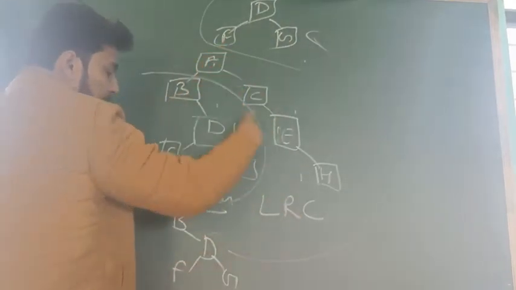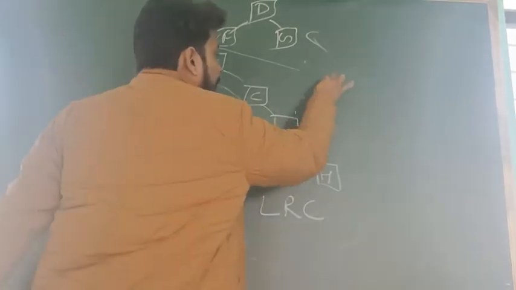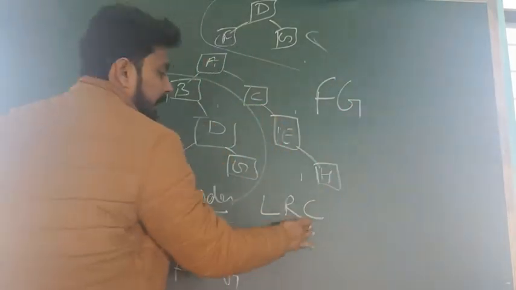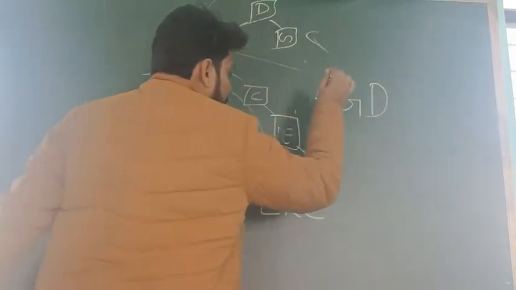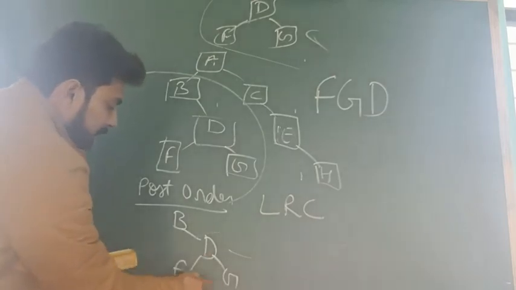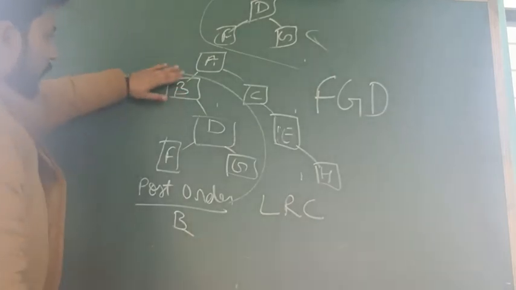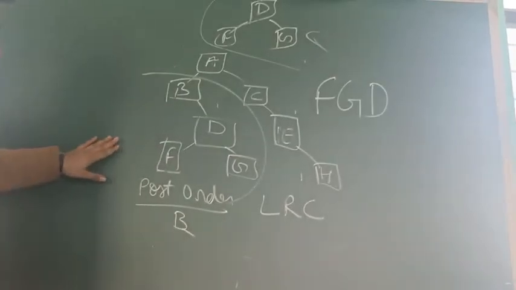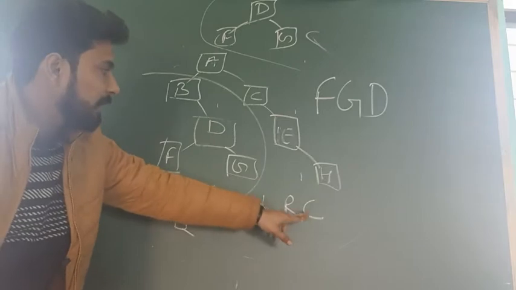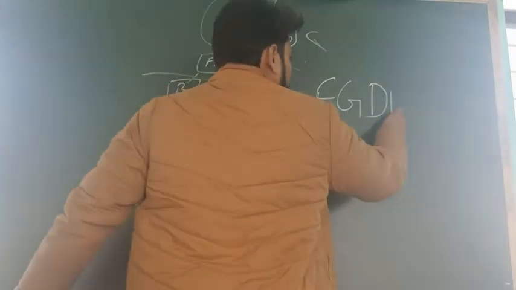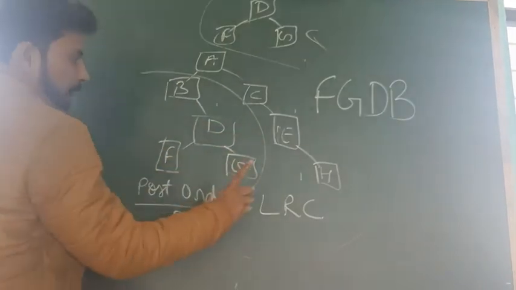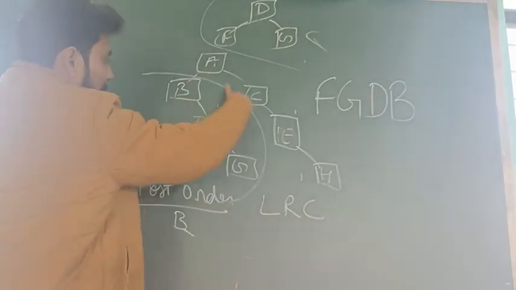So left is F, so your answer will be F. Then right, that is your G. Then center D. Now you will see your F, G, D. This is done. Now come to this. D, F, G is done. Left we are not having. Right is done, then your center. So center is your B. Are you able to see the board? Yes, correct. Then it is B.